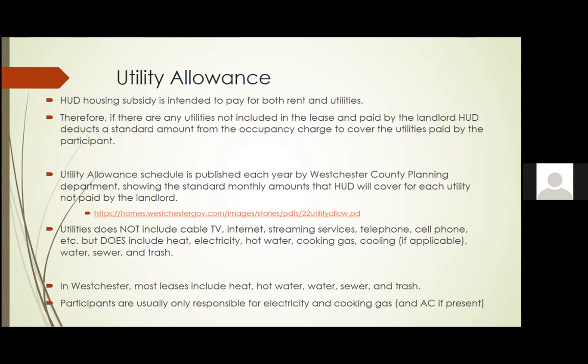The utility allowance is a standardized amount which is deducted from every client in a similar unit for utilities. Utilities does not include cable TV or internet or phone, but does include heat, hot water, electricity, and cooking gas. Most local leases in Westchester include heat and hot water in the lease, I'd say over 95%, so that the utility allowance only includes charges for electricity and cooking gas, and air conditioning if an air conditioner is present in the housing unit.